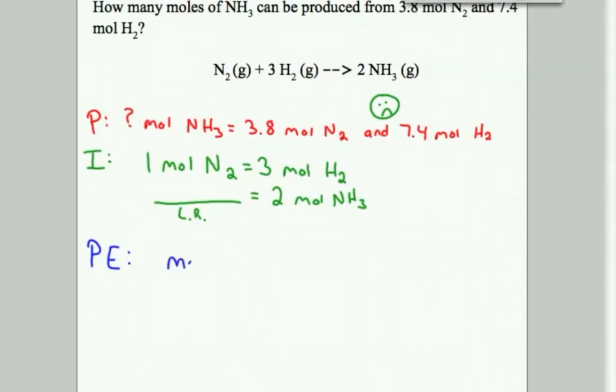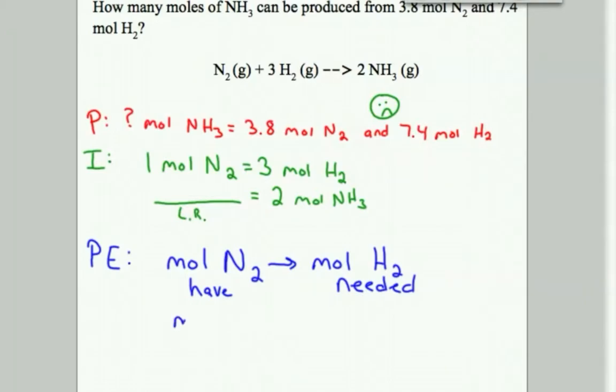Let's say you choose to go from moles of N2 that I have to moles of H2 that will be needed. That will let you pick your limiting reactant and ultimately go from moles of limiting reactant to moles of NH3.